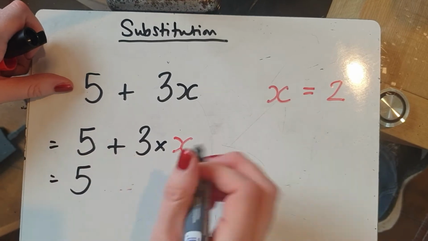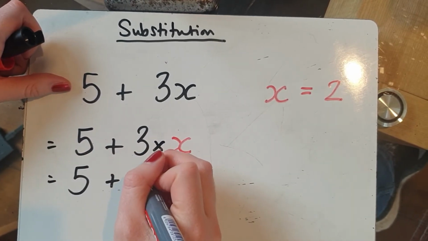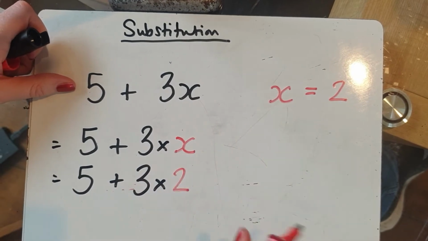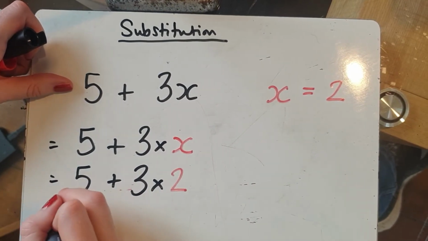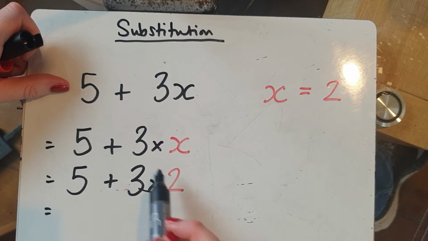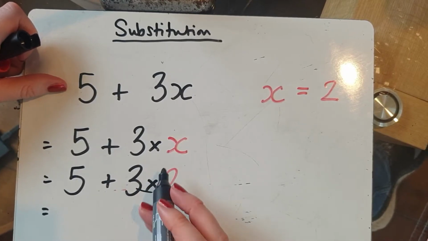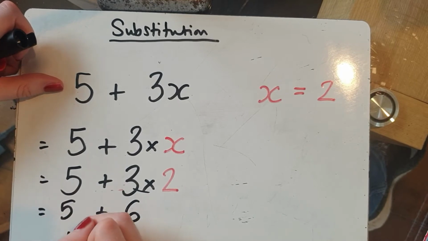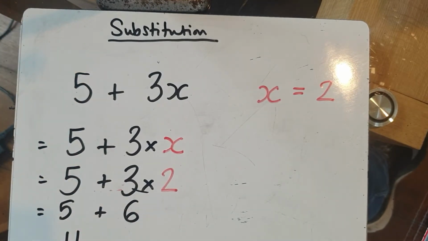Which, because we've now said x is 2, is 5 plus 3 multiplied by 2. Because it's multiplication, order of operations means we do that first, so that will be 6. And our overall answer is 11.